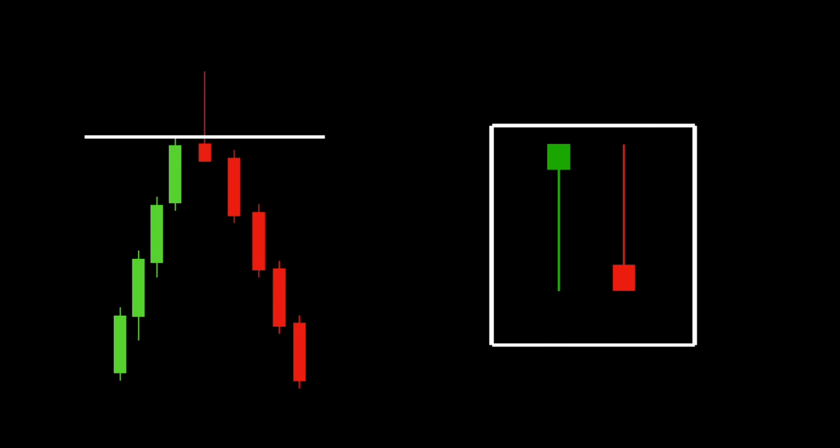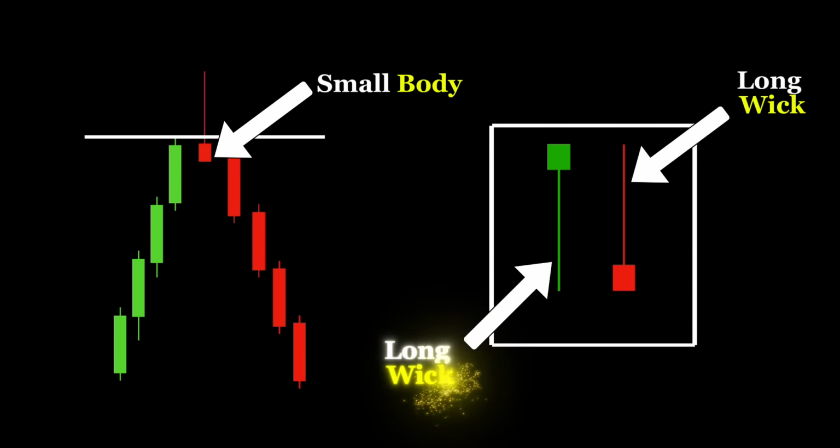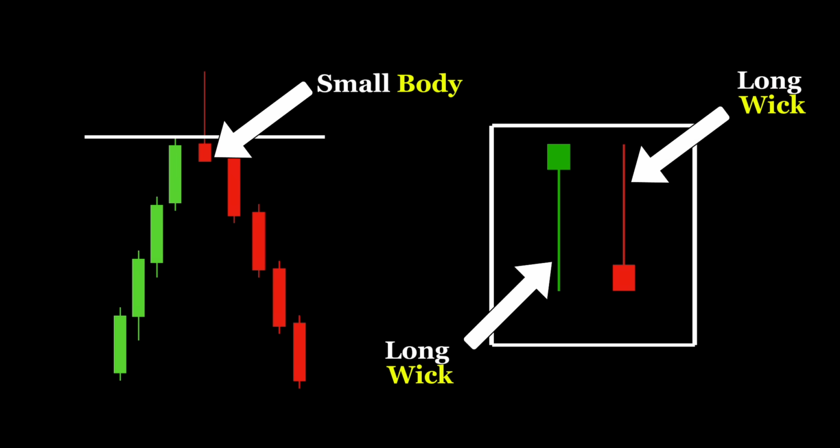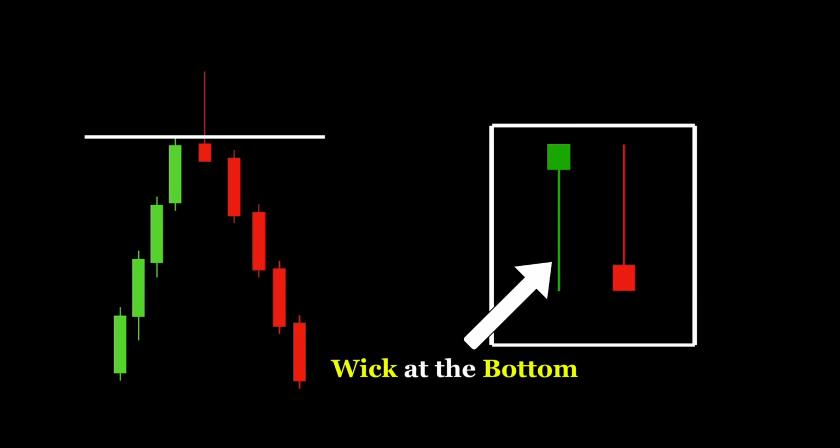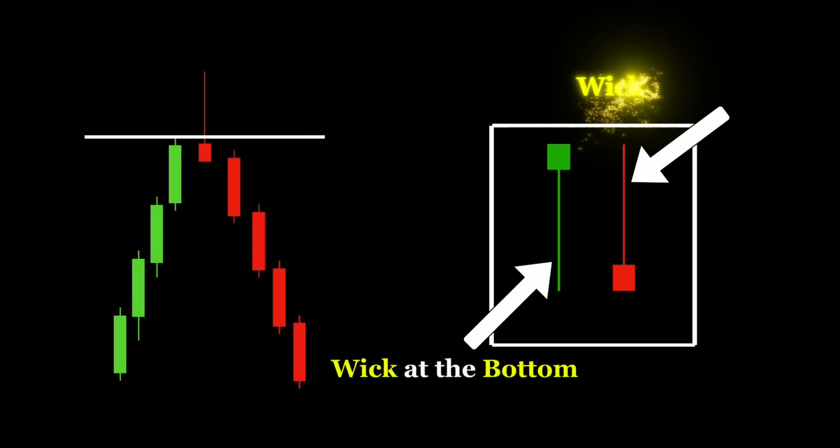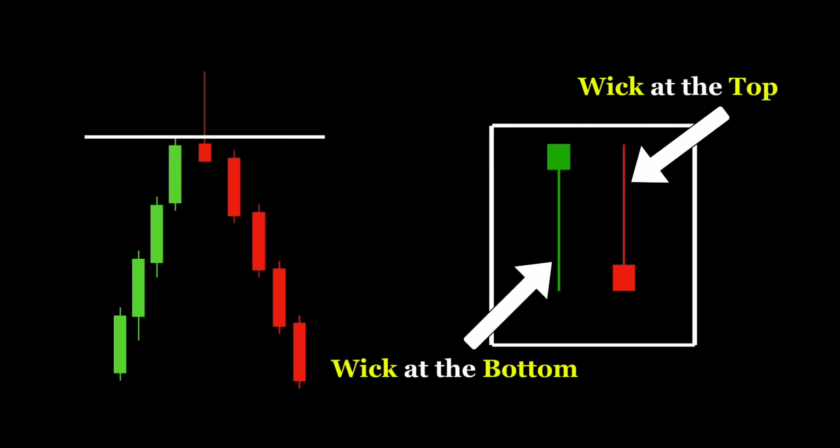A deceptive candle has a small body and a long wick, showing that price moved aggressively in one direction, but failed to stay there. If the wick is at the bottom, price pushed down, triggered stop losses, and then closed back higher. If the wick is at the top, price pushed up, tempted buyers to jump in, and then closed back lower. But here's where it gets interesting.